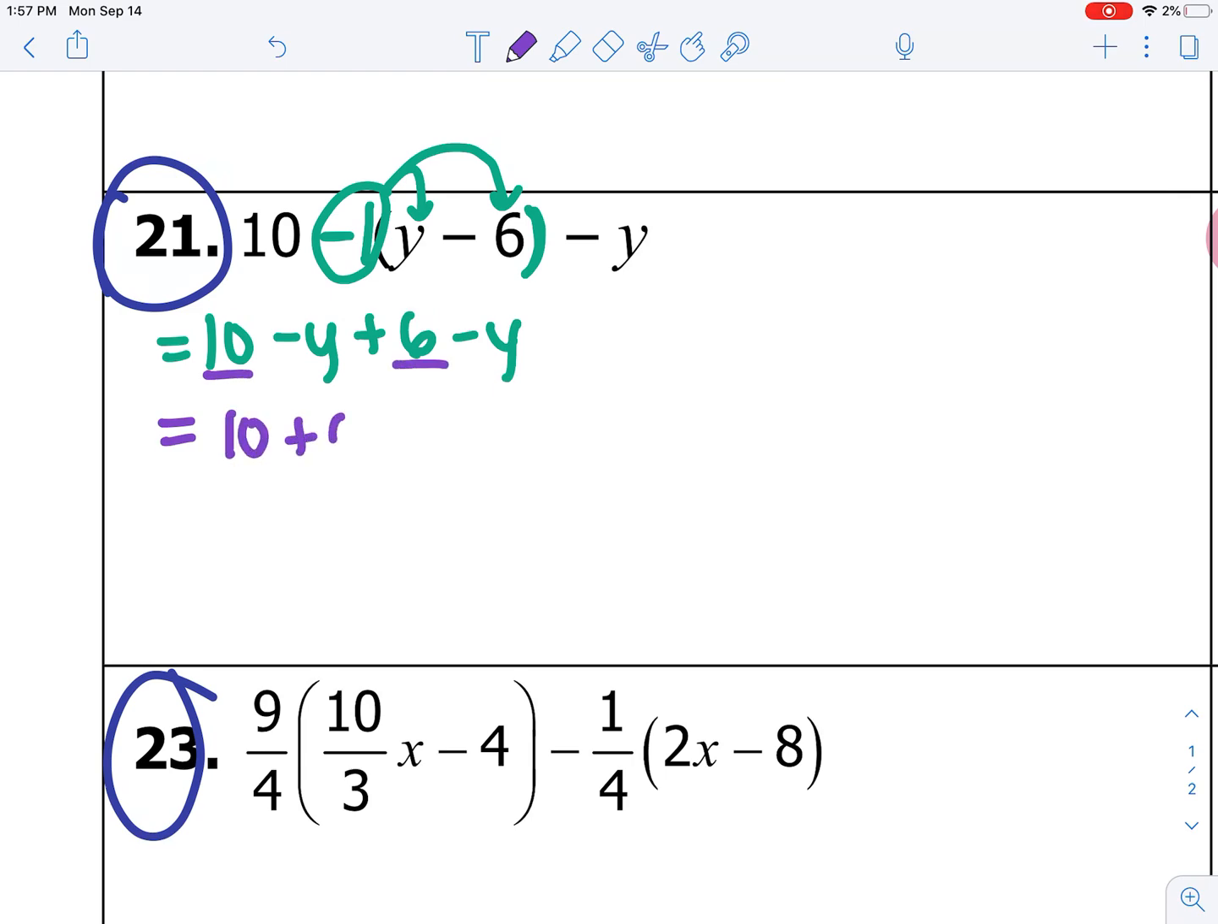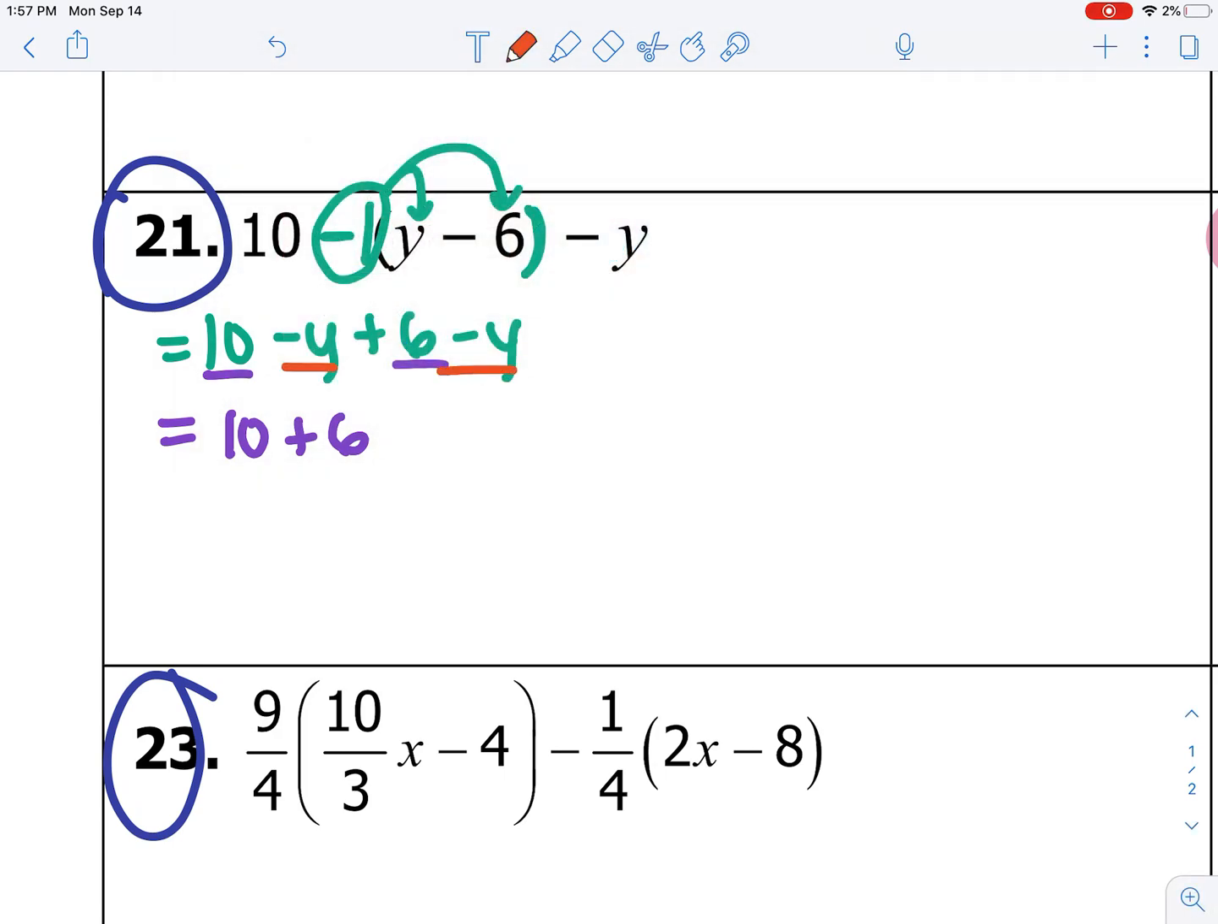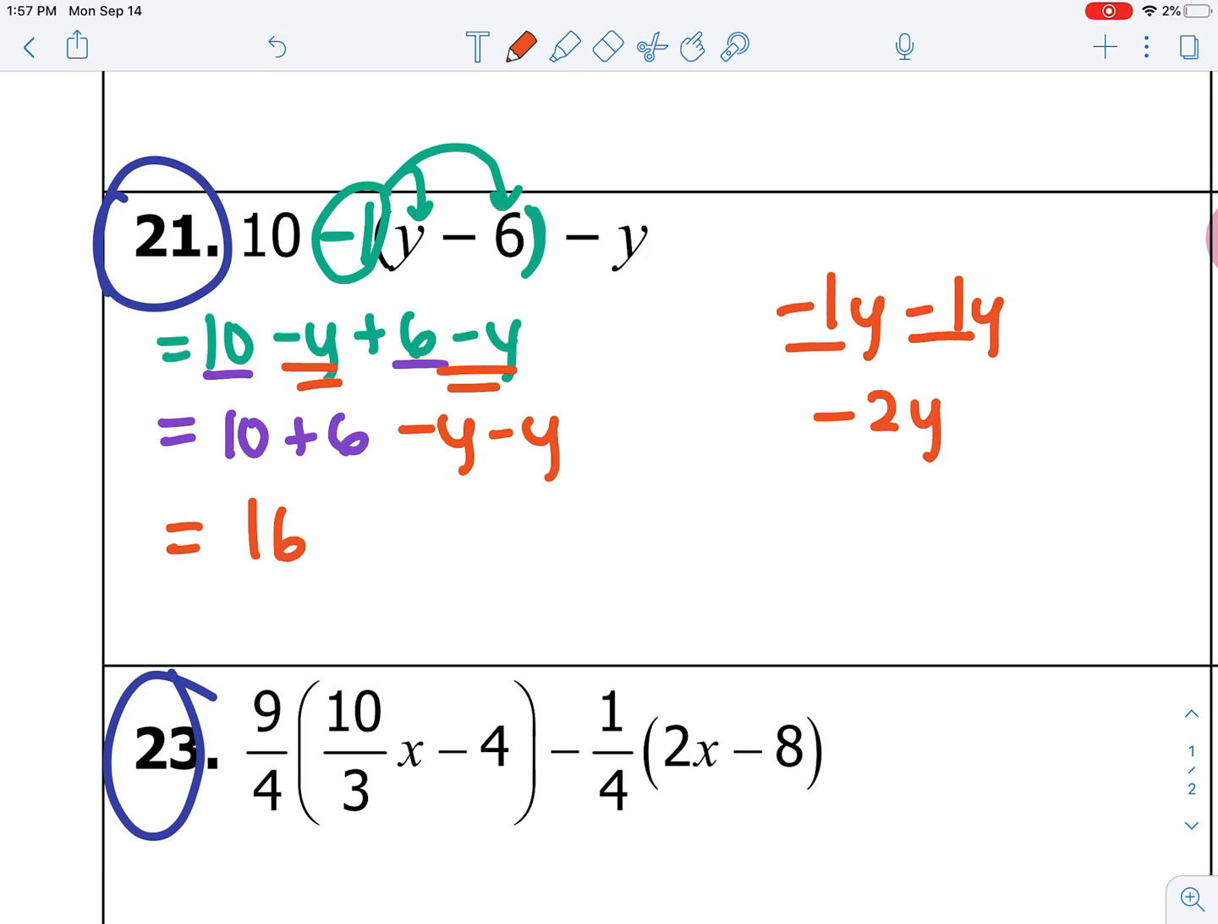So putting these in the order where they have the like terms that are right next to each other, we need the 10 plus 6 and the negative y minus y. So 10 plus 6 is 16, negative y minus y. This is a negative 1y minus 1y. Negative 1 minus 1 is negative 2y. So 16 minus 2y is the final answer.